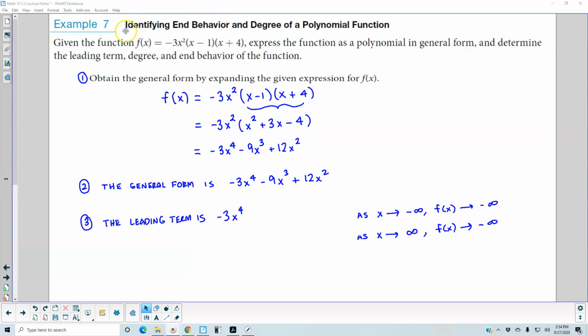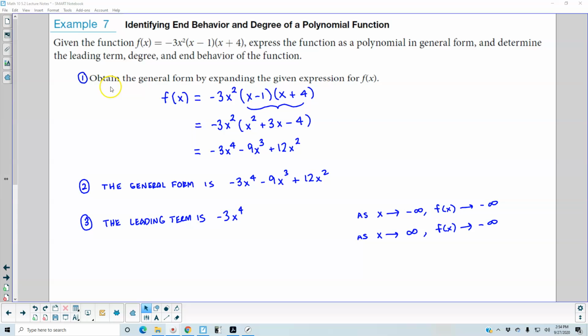Example number 7, we want to identify the end behavior of and degree of a polynomial function. Given the function f of x is equal to negative 3x squared times x minus 1 times x plus 4, we want to express the function as a polynomial in general form and then determine the leading term, the degree, and the end behavior of the function.